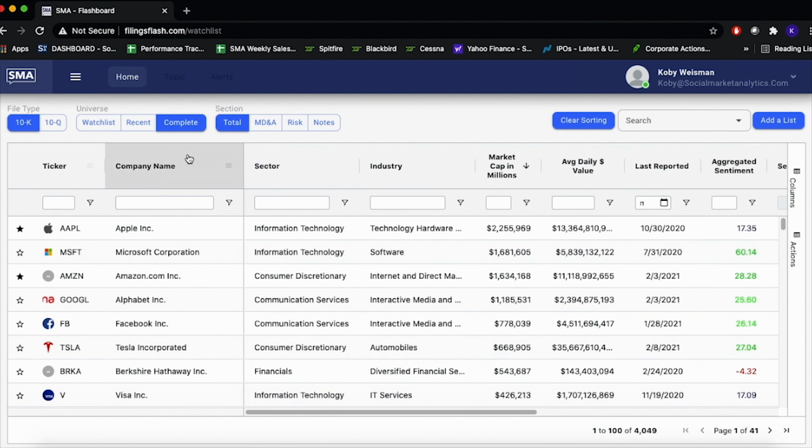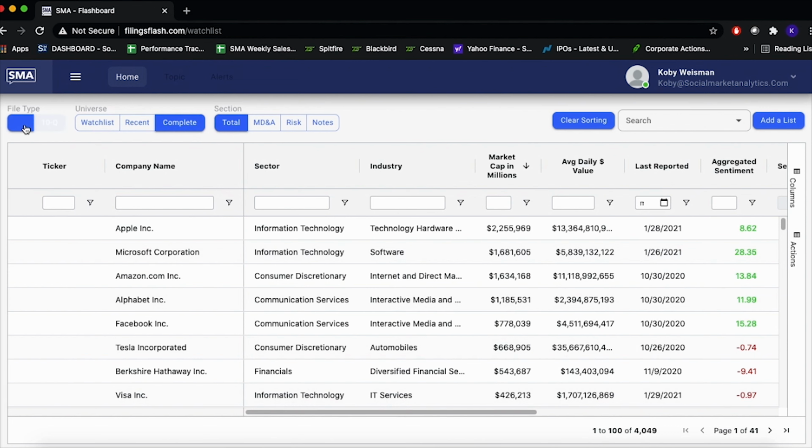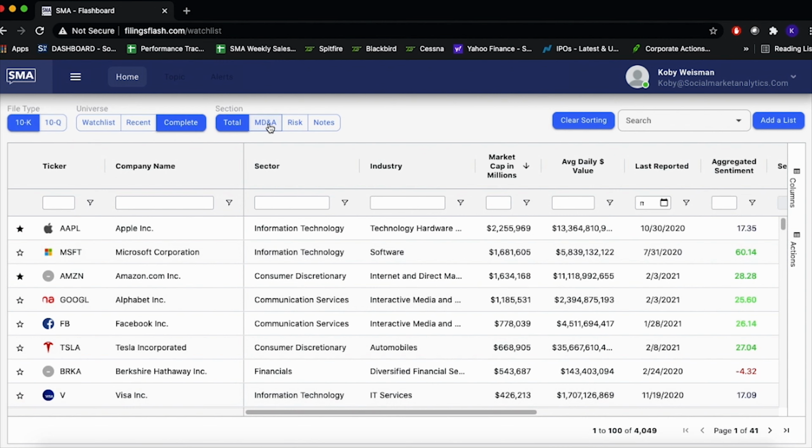The tabs at the top of the table allow you to filter between filing type, universe type, and the section within the filing. File type allows you to toggle between 10Ks and 10Qs, which are annual and quarterly reports. And the section allows you to drill down into the individual section within those reports. So management discussion and analysis, risk factors, and notes to the consolidated financial sheets.